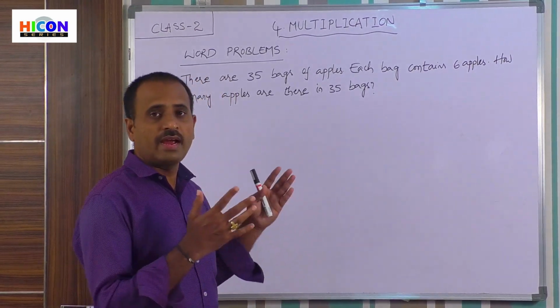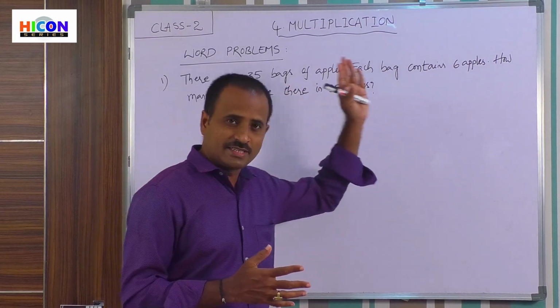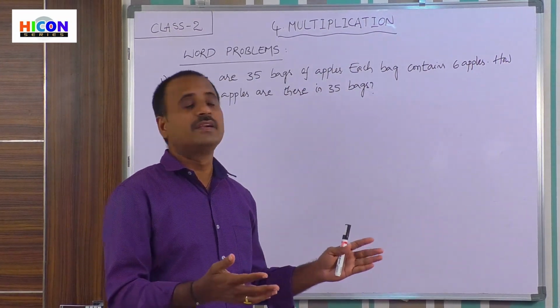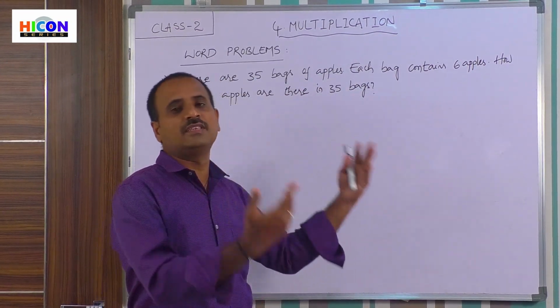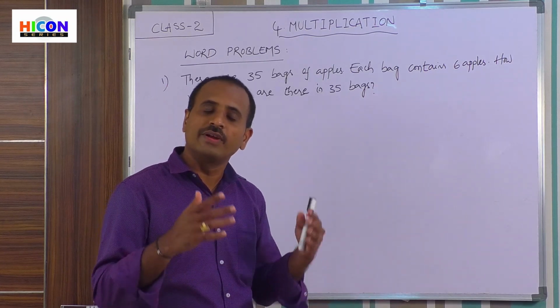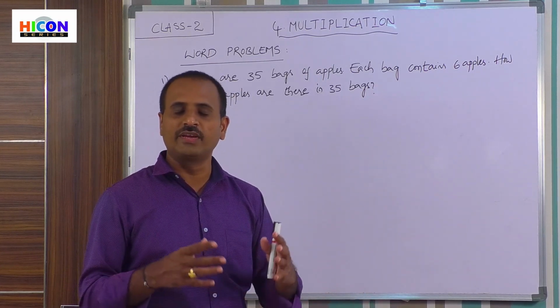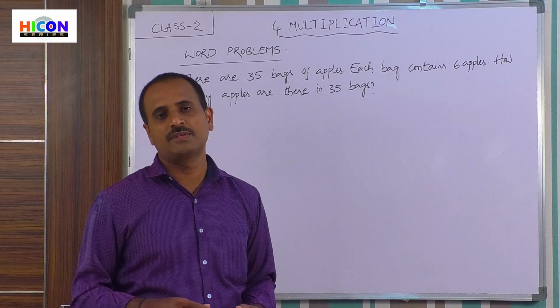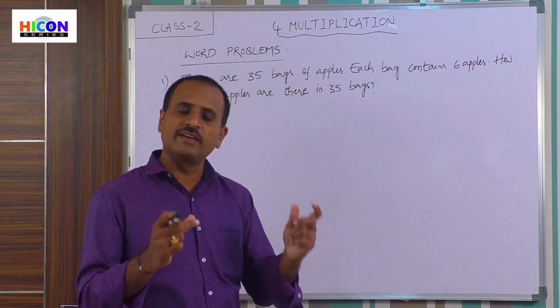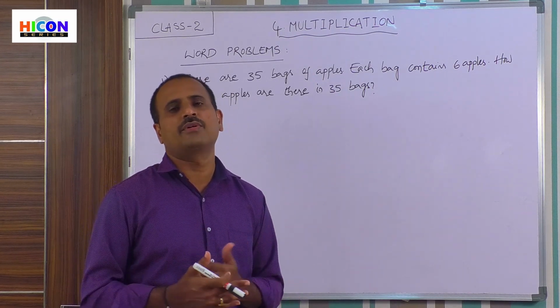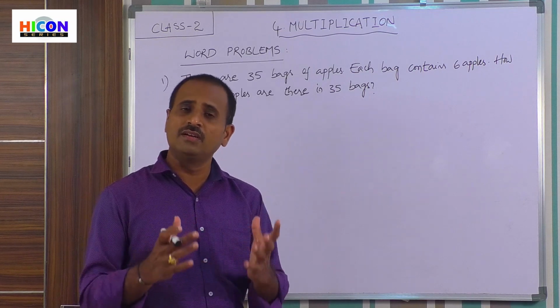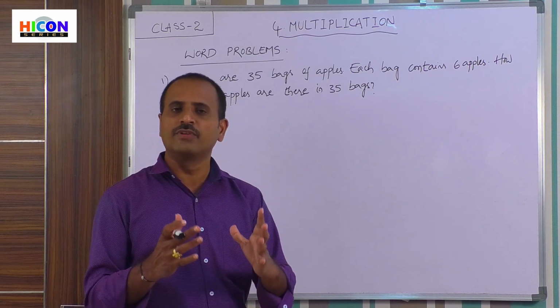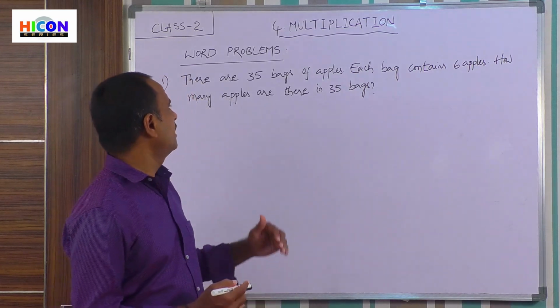Here we have to add the number 6, 35 times. That is 35 times 6. That becomes 35 into 6. Then we get the total number of apples. So children, first you write the steps for every word problem. First learn how to write the steps for every word problem. So first write the steps.